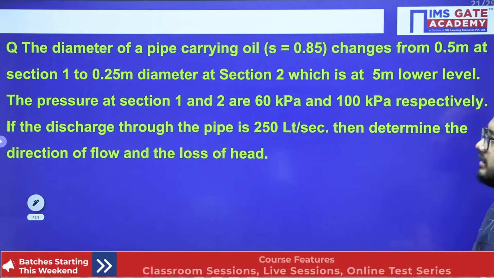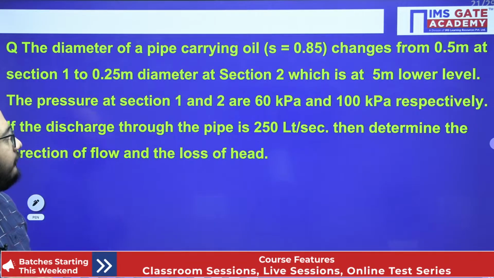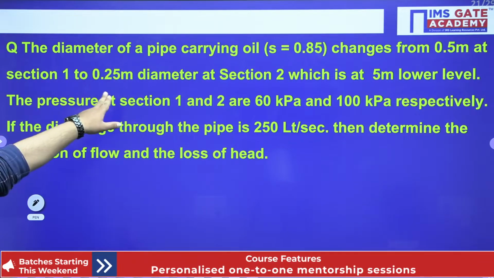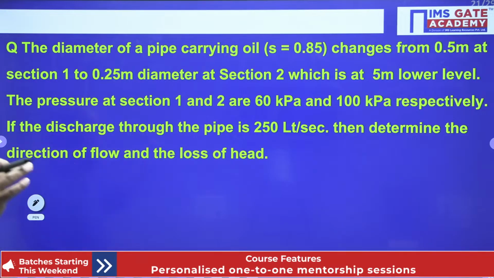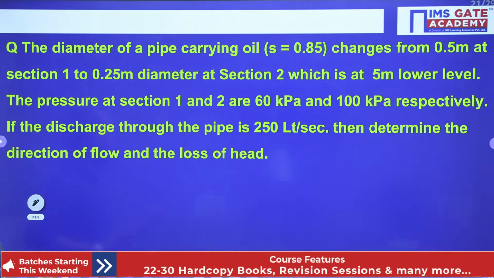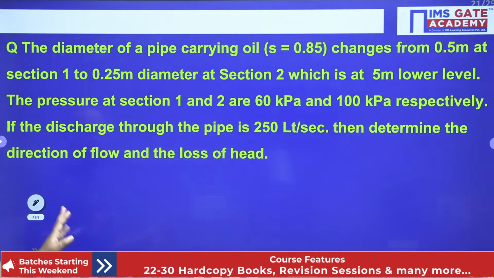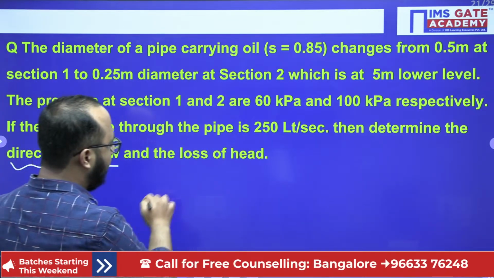So what they have given: the diameter of a pipe carrying oil, with specific gravity 0.85, changes from 0.5 meter at section 1 to 0.25 meter diameter at section 2, which is at a 5 meter lower level. The pressures at sections 1 and 2 are given as 60 and 100 kilopascal respectively. If the discharge through the pipe is 250 liter per second, determine the direction of flow, that is the first part, and the loss of head.